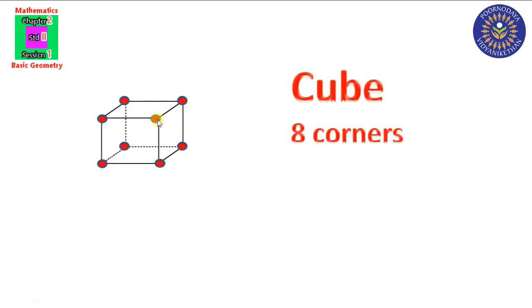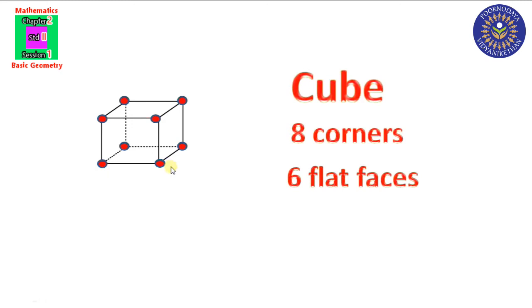Clear? Next, how many faces does it have? Yes, look here. It is a square face, isn't it? 1, 2, 3, 4, 5, 6. How many faces? 6 flat square faces. A cube has 6 flat square faces.